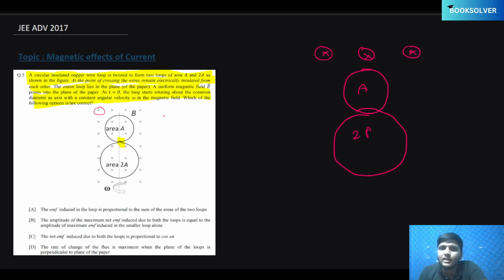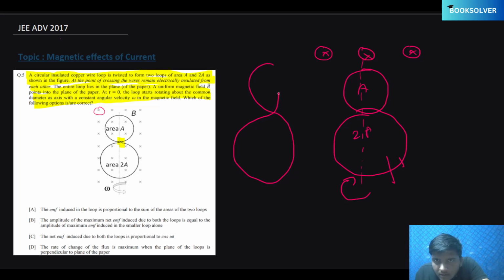Let me draw all this first. Suppose this is the axis of rotation, and the loop starts moving in the anticlockwise direction about this axis. How will the flux change? It will change in this direction. It means if EMF is generated in the bigger loop in this direction, then the direction in the other loop will be opposite. I'll show you here. It is something like this.